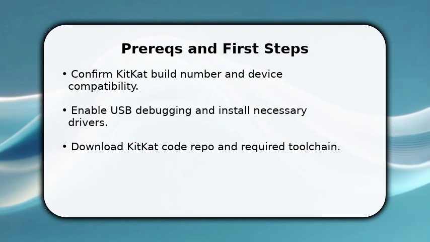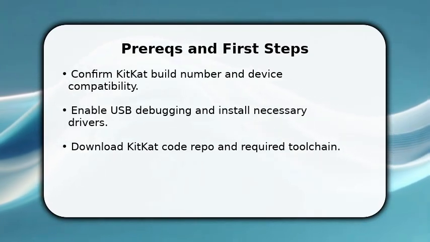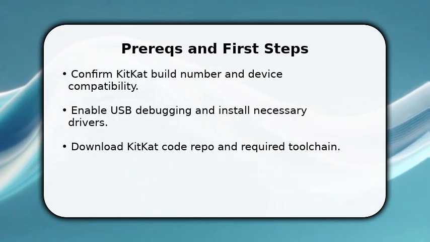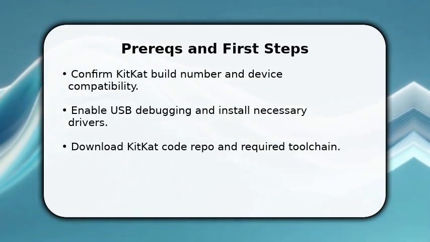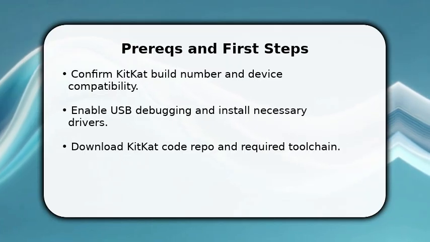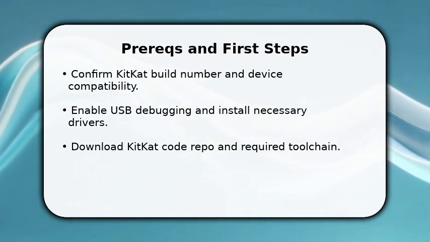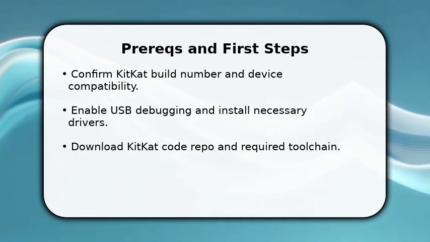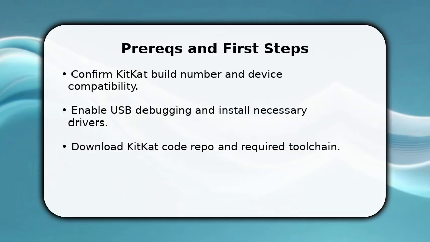Enjoy the video. You start by confirming the exact KitKat build and that your device is supported. This avoids wasted effort later. Once done, enable USB debugging and install the OEM drivers so the device communicates reliably. Then clone or download the KitKat source and the matching toolchain. This gives you the compiler and binaries you need.